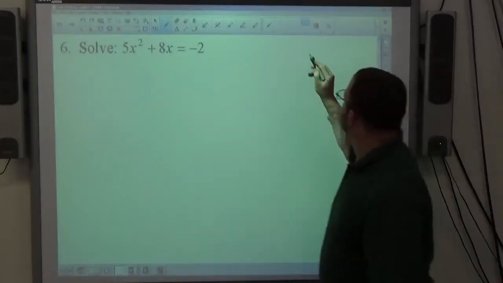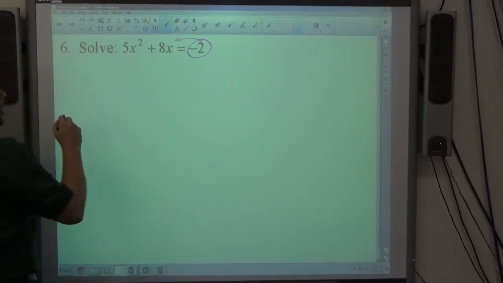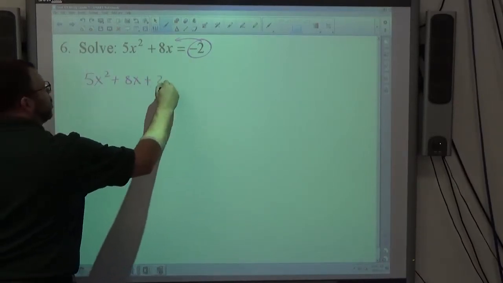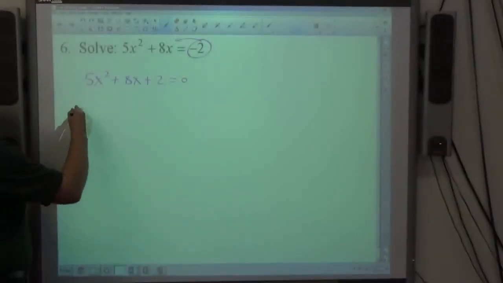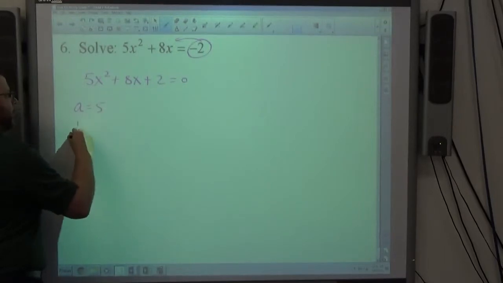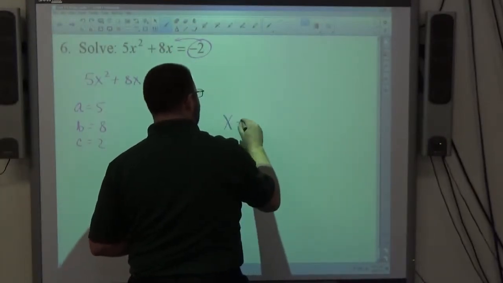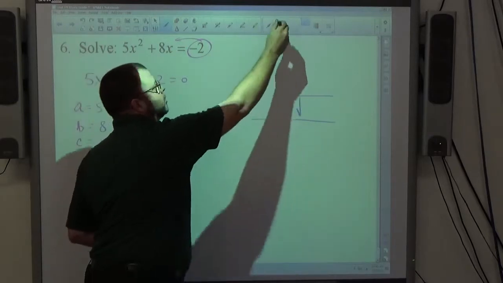Number 6, same issue. I got a equals negative 2, it's got to equal 0, so I'm going to move that over. So 5x squared plus 8x plus 2 is equal to 0. Once again, I can identify a, b, and c. A is positive 5, b is positive 8, and c is positive 2. Once again, I know x is going to equal something plus or minus the square root of something over something.